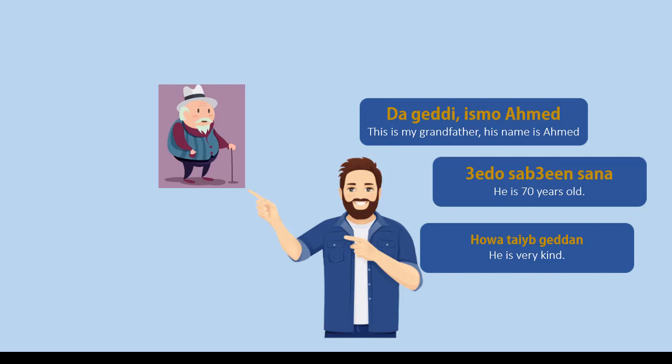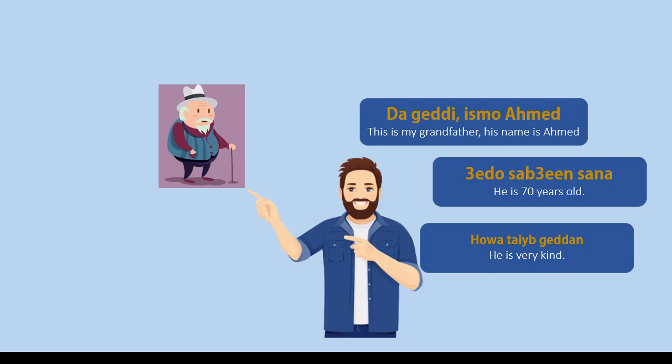So just keep in your mind this word طيب. I'm gonna say it again to make sure you listen to this word very well. طيب. هو طيب جدا. So جدا means very. Again, هو طيب جدا. هو, he is طيب جدا. Faster. هو طيب جدا. Just pause the video and repeat after me.